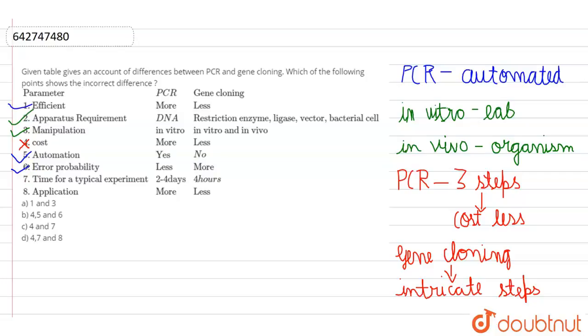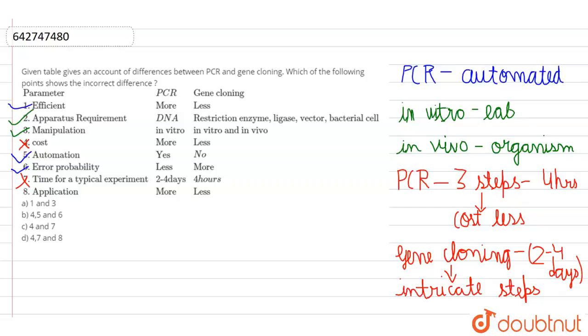The seventh one is based on time. It says that PCR takes 2 to 4 days whereas gene cloning takes 4 hours. So this statement is wrong because PCR has just 3 steps, so it requires very less time. It requires 4 hours whereas gene cloning has intricate steps, so it requires 2 to 4 days. So the time here has been reversed. So this point of difference is wrong.